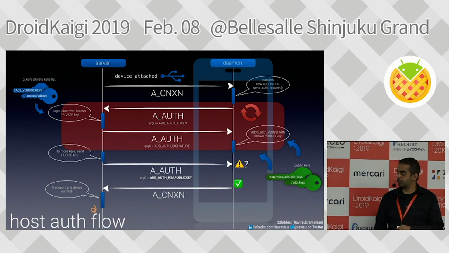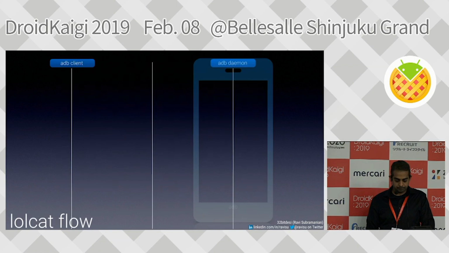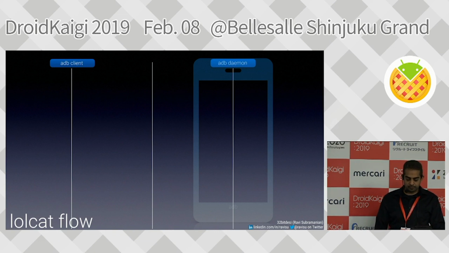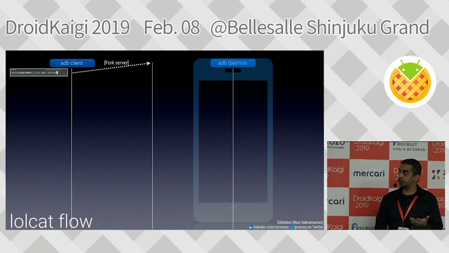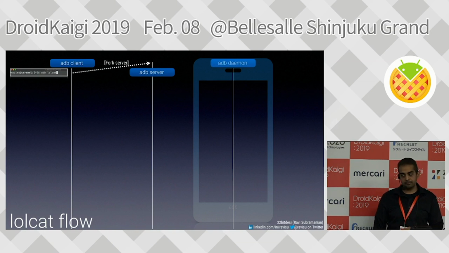So having set the stage there, now would be a good time to look at the protocol trace for what actually happens when you type in ADB lolcat. So once again, we have the client and the daemon. When you type in the command, remember that if the server is actually not found, it gets forked and created at that time. So let's say the ADB server gets created when you actually run it for the first time.